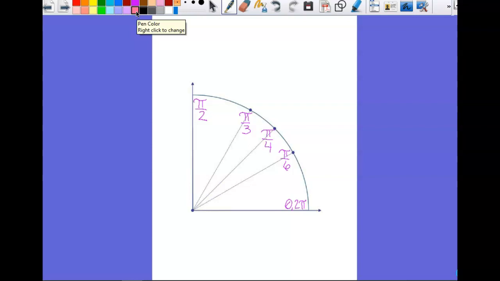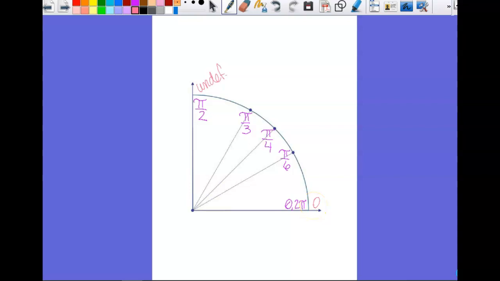Okay, are we all good? All right, so when I think about my tangent values, I know that of these two here, one of them is undefined and one of them is 0, all right? The one that is up is undefined. That's another way to think about it. Up is undefined, and then when you're at 0, it's 0.